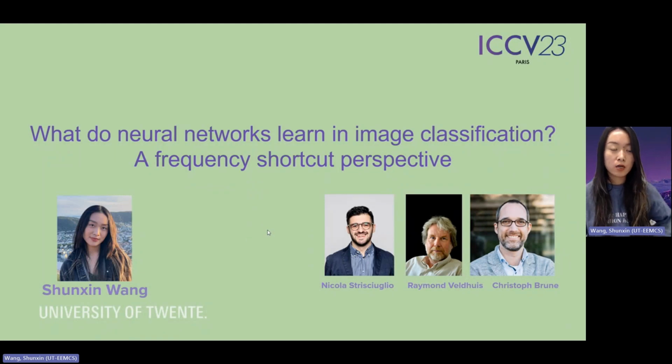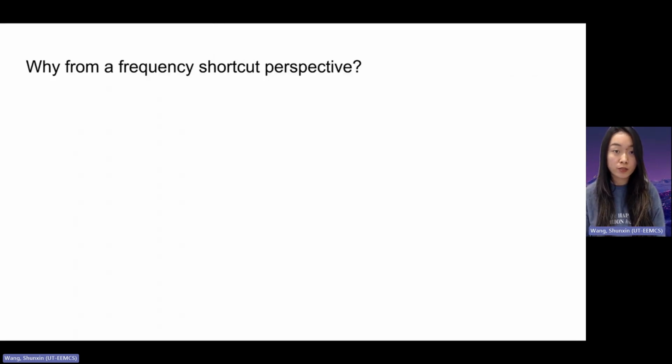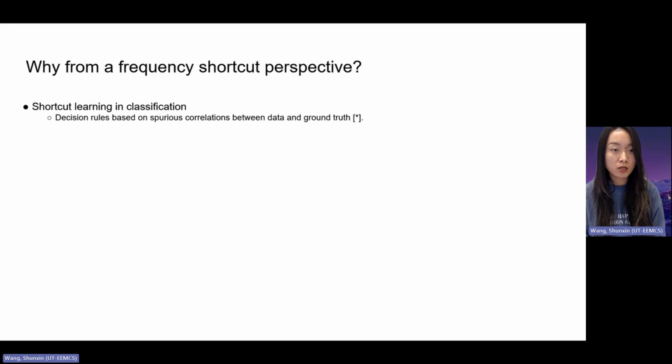Hello, I'm Shenzhen. The topic that I'm presenting today is about the learning behavior of neural networks in image classification. We investigate it from a frequency shortcut perspective. You may wonder what shortcuts are. In classification, they are decision rules based on spurious correlation between data and ground truth.